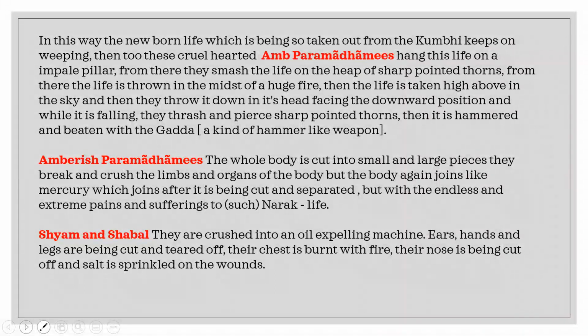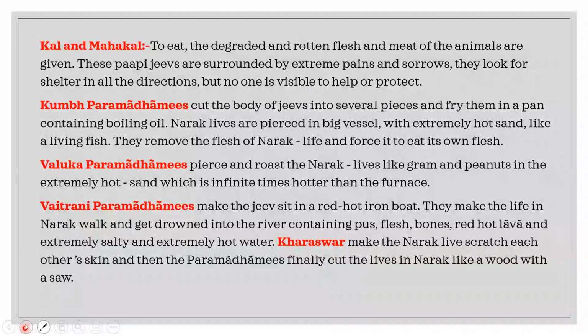After that, the Sham and Shabal category of Parmadhamis, they come and they basically cut the ears, hands, legs, and various organs. They burn the chest, they cut the nose and sprinkle the salt on the wounds. The Kal and Mahakal category of Parmadhamis, they make the jeeves of Narkis eat rotten and degraded meats of the animals. And these jeeves of Narkis, they are in extreme pain and they continuously look for shelter, but they are unable to get any shelter.